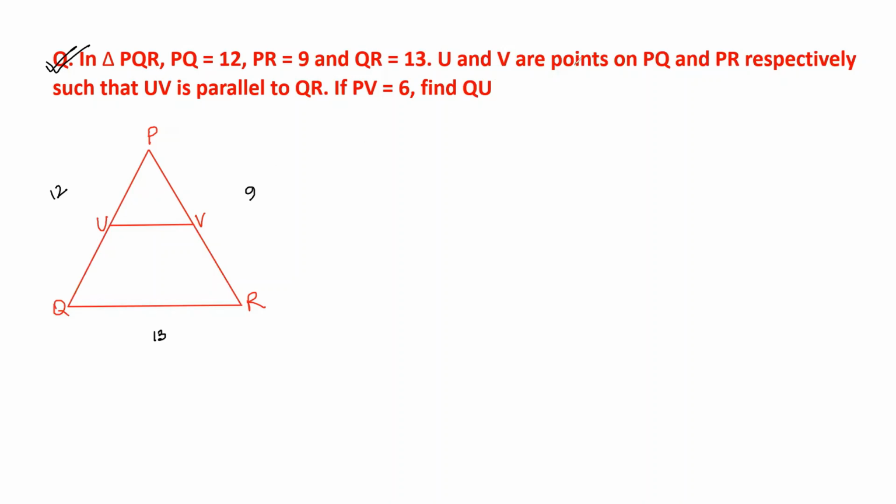U and V are the points on the side PQ and PR respectively such that UV is parallel to QR. So U is a point on the side PQ and V is a point on the side PR such that the line segment UV is parallel to the side QR. We have been also given the length of PV to be 6 units and we need to find the length of QU.